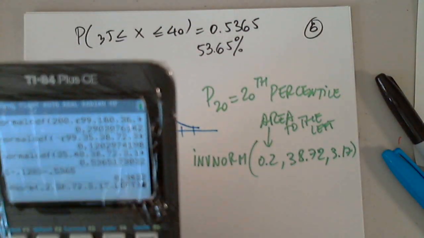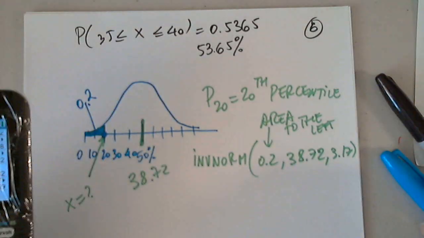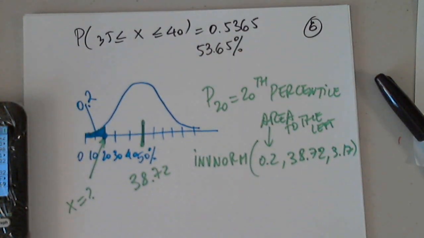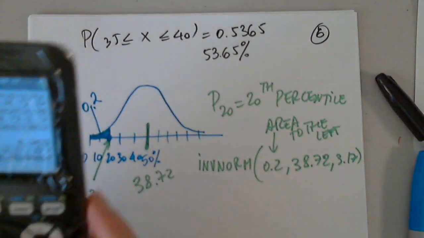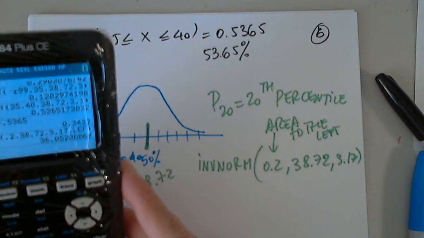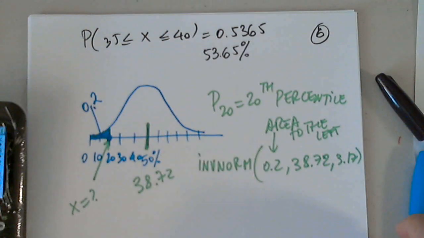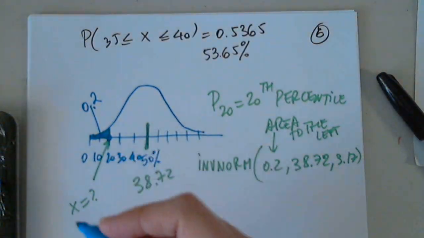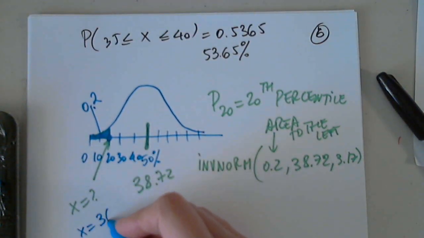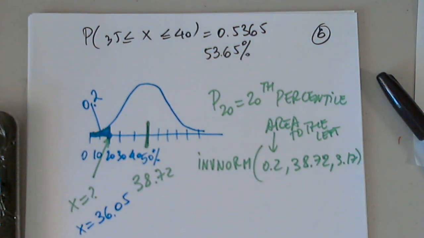Did I put the commas that I needed? Yes, I put all the commas and left. Okay, so X is 36.05. Tell me what you got with your calculators.